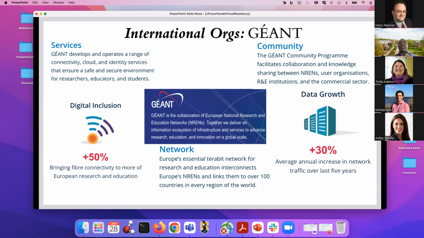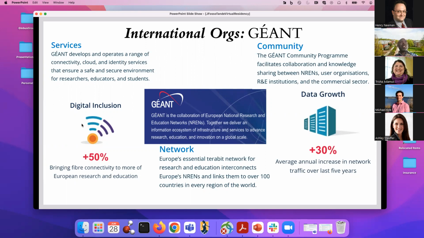Community programs facilitate collaboration and knowledge sharing between national research and education networks, user organizations, research and education institutions, as well as the commercial sector. So it has a mission, which is the collaboration of European national research and education networks. Bring them together and deliver an information ecosystem for infrastructure and services to advance research, education, and innovation, not just locally, but at a global scale.